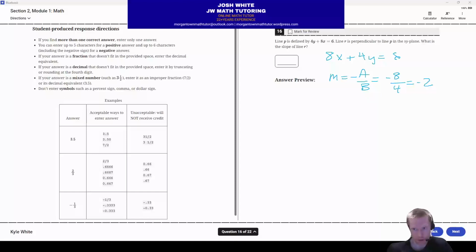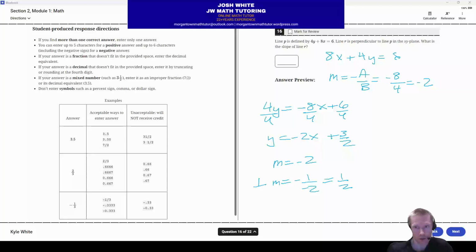However, if you don't know that, you could just go ahead and put it into slope-intercept form, and get 4y equals negative 8x plus 6, and then divide by 4. And now that it's in slope-intercept form, you still have the slope equaling negative 2. So that's the slope of line P, and now R is perpendicular to that. Perpendicular lines have slopes that are opposite reciprocals. So we're going to flip the 2 to the denominator, and we're also going to take the opposite of it. So it turns into positive 1/2. So you could grid in 1 divided by 2, or you could also grid in 0.5. Either would be acceptable, but those are the correct answers to this problem.